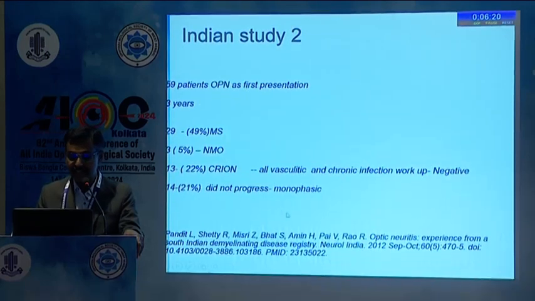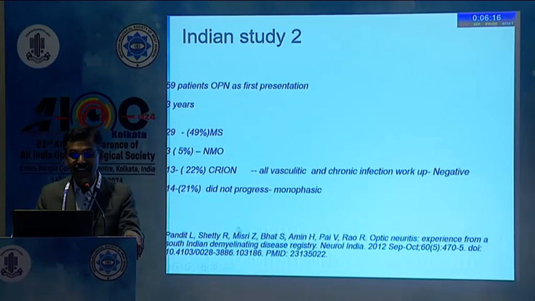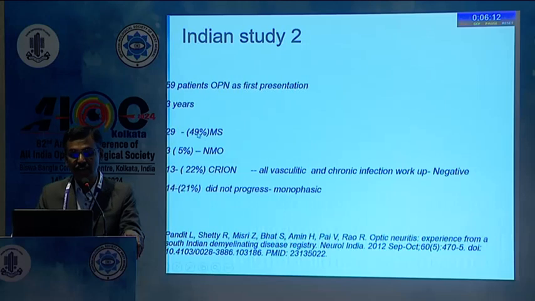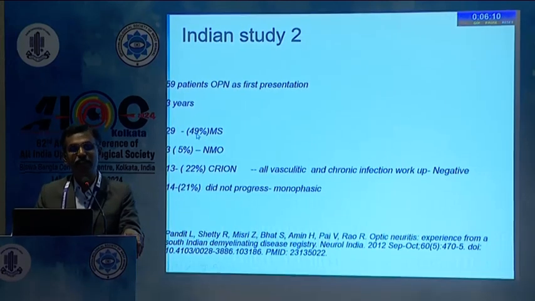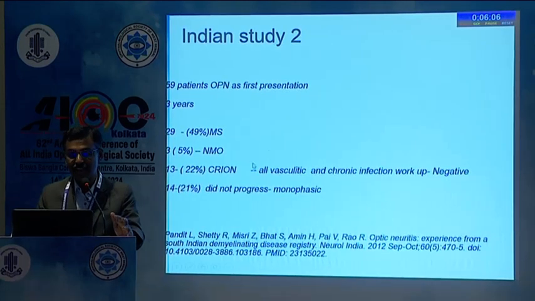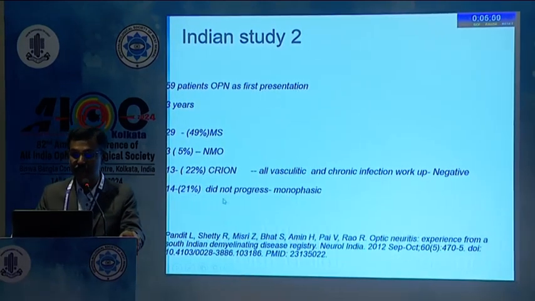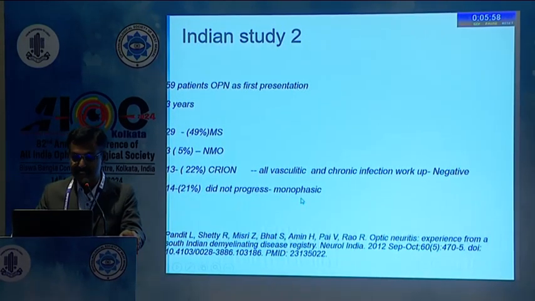There's another Indian study, the same study which Dr. Durga has quoted, and we have seen that almost half the patients have typical optic neuritis. So less than half fall under atypical optic neuritis, and out of those, 21% did not progress at all and it was monophasic as per their study.